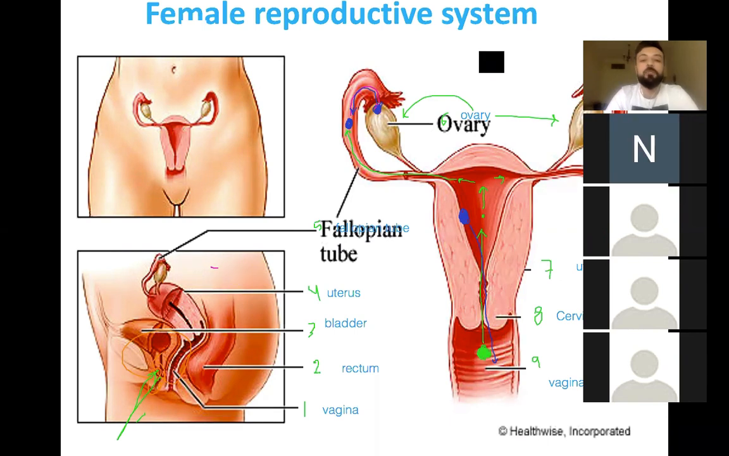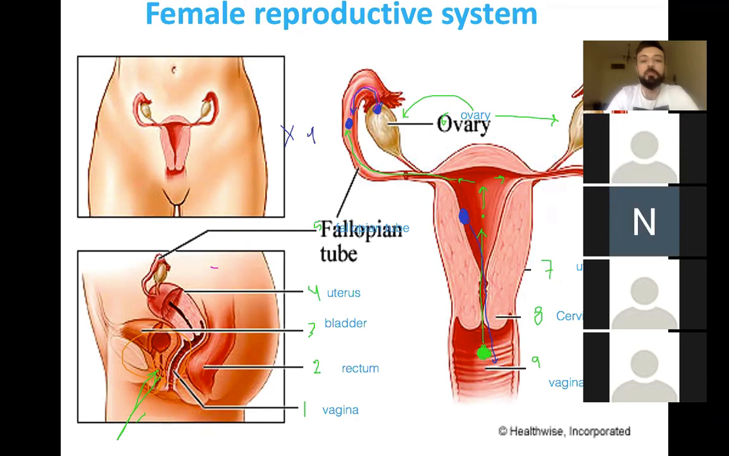Okay. Question: why don't they produce testosterone just like us? They do, little amounts of testosterone. But why not in large amounts? What's the genetic reason behind this? What's the X and Y? Excellent. As males, we have XY, but what do females have in their genetic material? XX. They have double X.